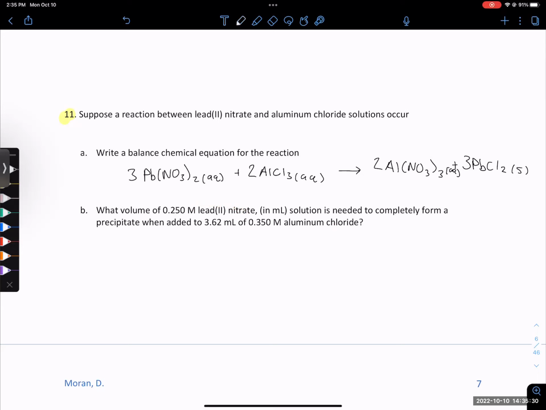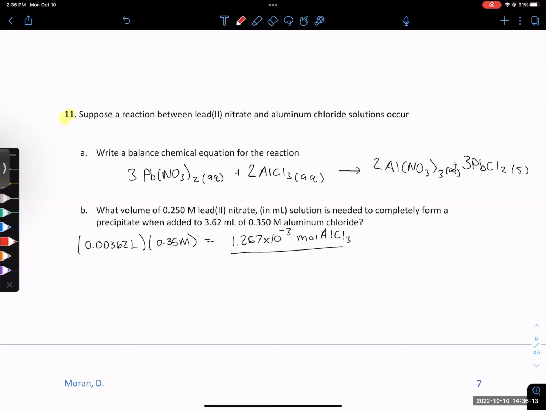So let's start off with 3.62 milliliters, which is equal to 0.00362 liters, right? Yes. Okay. And we're going to multiply that by our molarity to get the moles, right? So 0.35 molar. And when we do that, what number do we get here? I'm going to say 1.267 times 10 to the negative 3 moles of AlCl3.